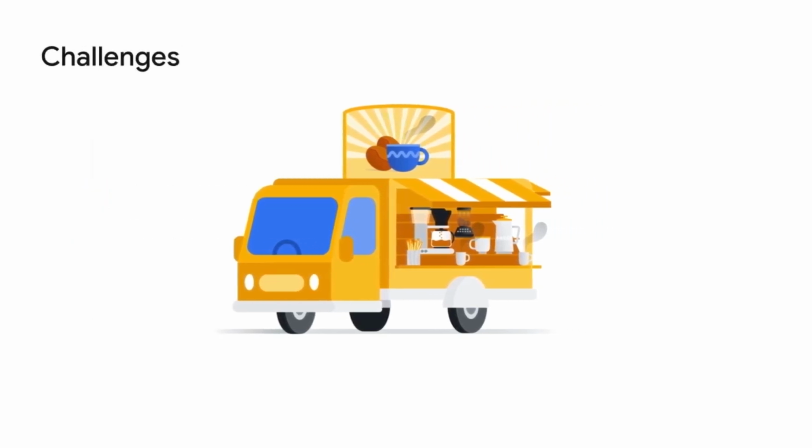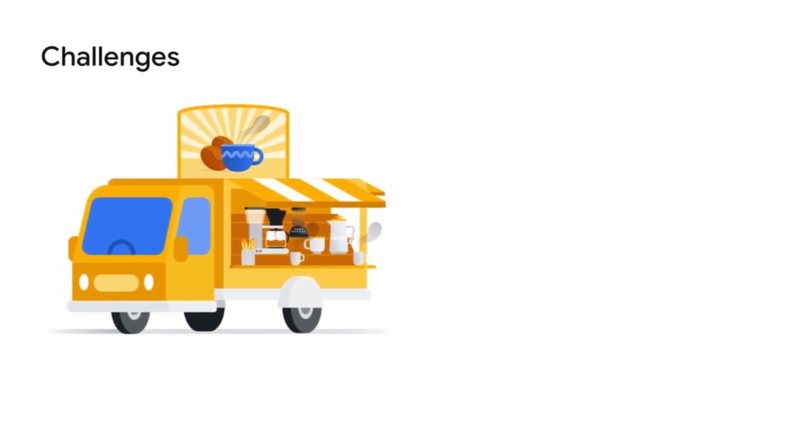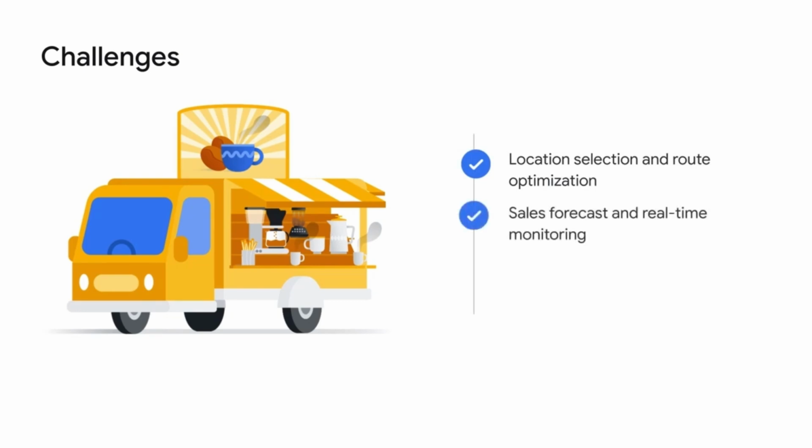Coffee on Wheels is facing three main challenges: location selection and route optimization, predicting popular locations for truck placement and optimizing routes based on weather and traffic conditions; sales forecast and real-time monitoring, forecasting sales and monitoring performance in real time; marketing campaign automation, automating marketing campaigns to increase efficiency and effectiveness.